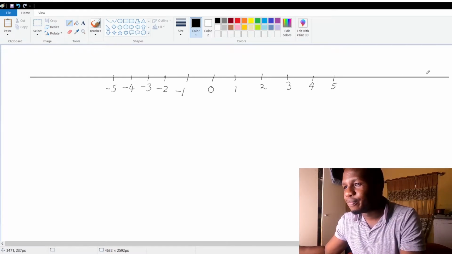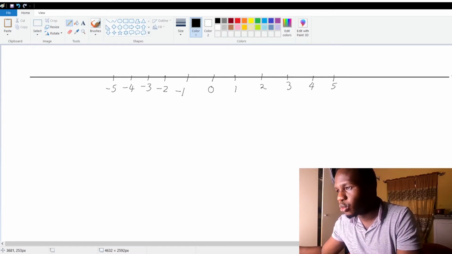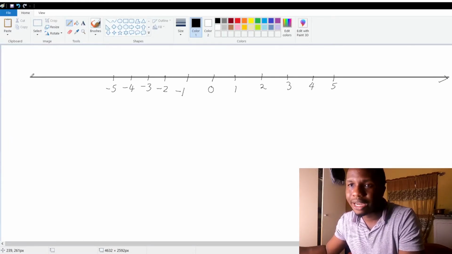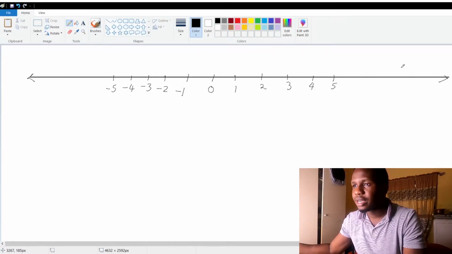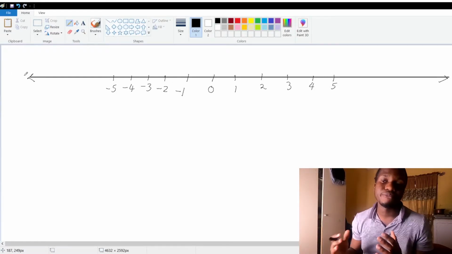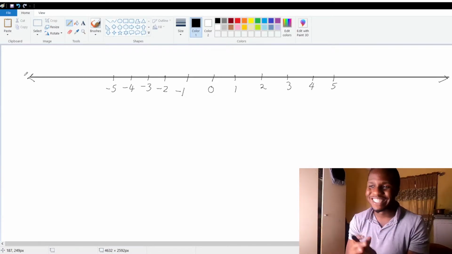So let me draw an arrow here. So what we typically do is we draw an arrow here to show that the number line continues all the way to infinity to the right and to -infinity to the left. I hope that this is clear.